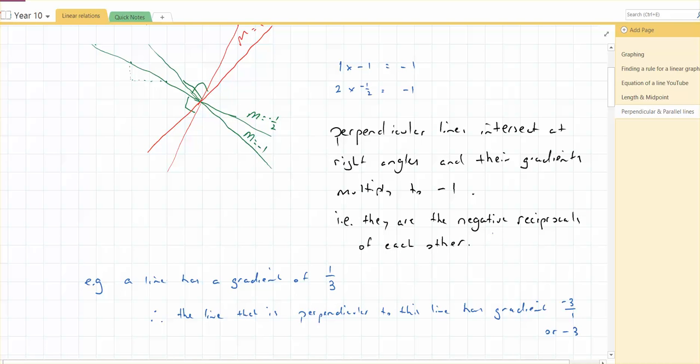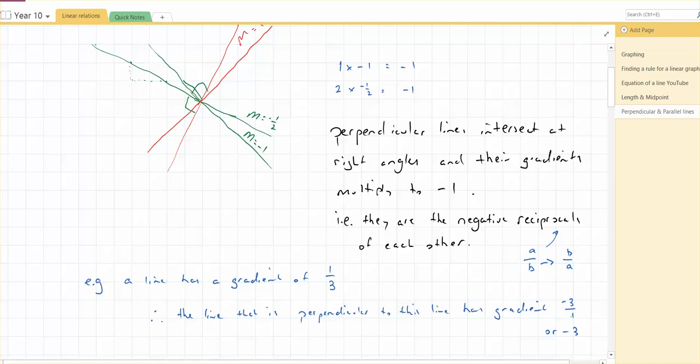Negative, we understand their signs are different. Reciprocal, just to remind you, a reciprocal is a numerator denominator switch. So the reciprocal of A over B is B over A. So the reciprocal of 1/3 is 3/1. The negative reciprocal is -3/1 or -3.